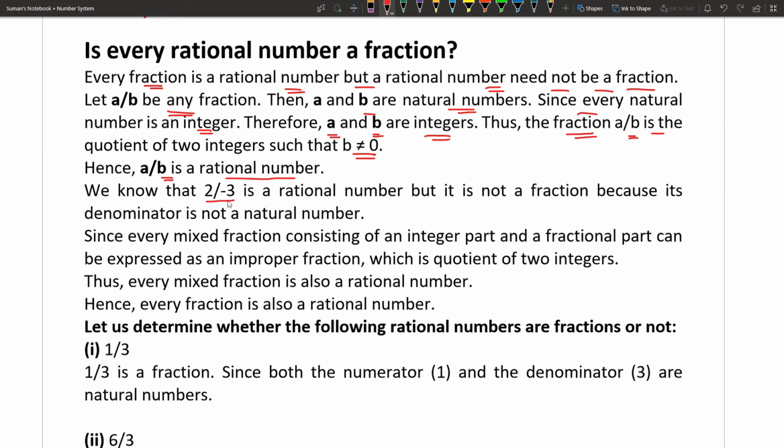We know that 2 upon minus 3 is a rational number, but it is not a fraction because its denominator is not a natural number. Since every mixed fraction consisting of an integer part and a fractional part can be expressed as an improper fraction, which is the quotient of two integers, thus every mixed fraction is also a rational number. Hence, every fraction is also a rational number.